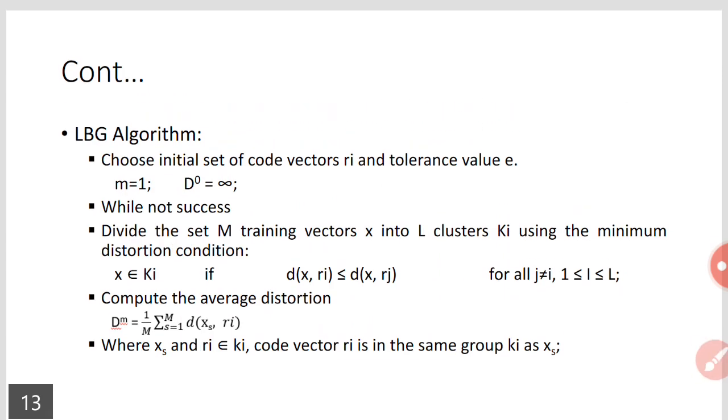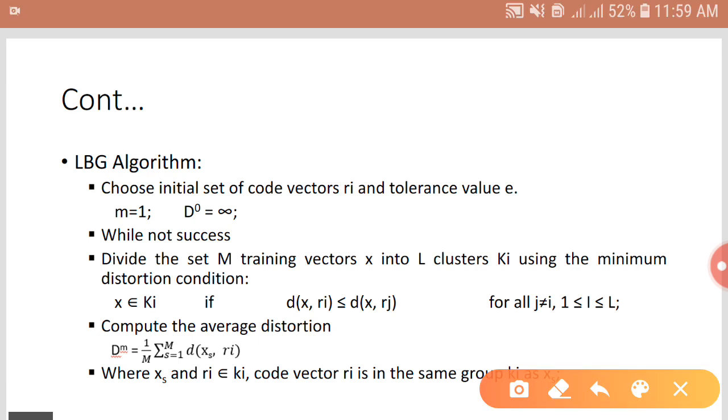So the first step in the LBG algorithm is to choose an initial set of representative vectors or code vectors, set the value of m and set the value of distortion. Then the while loop comes. In the while loop, you have to divide the m training vectors into L clusters, L number of clusters, using the minimum distortion condition, this condition.